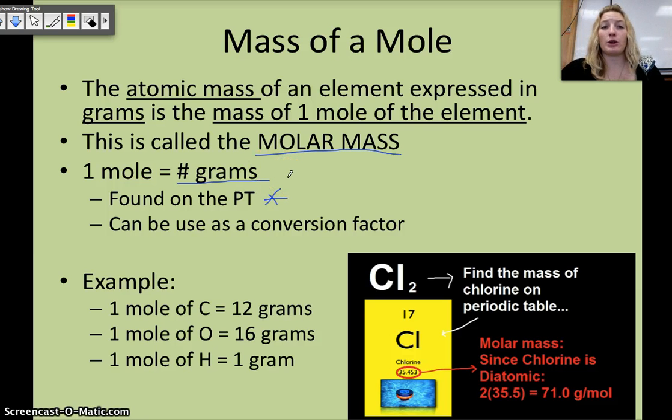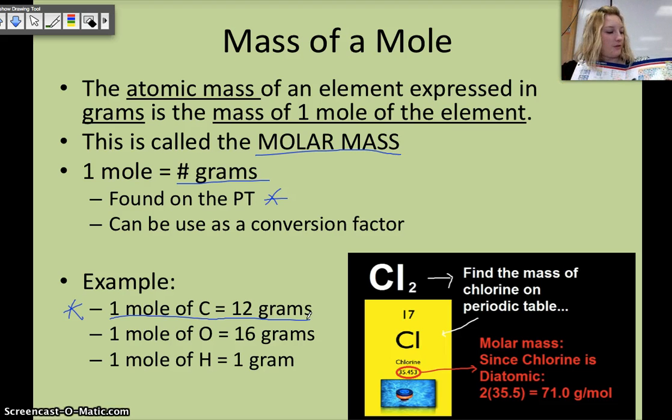So if you take a look at your periodic table, some examples might be carbon. If you take a look at carbon, it has an atomic mass of 12.011. We usually just round these to the nearest tenth. So if we round that to the nearest tenth, 1 mole of carbon just weighs 12 grams. This is actually what the whole periodic table was based off of. They did ratios with carbon and what 1 mole of carbon weighed.